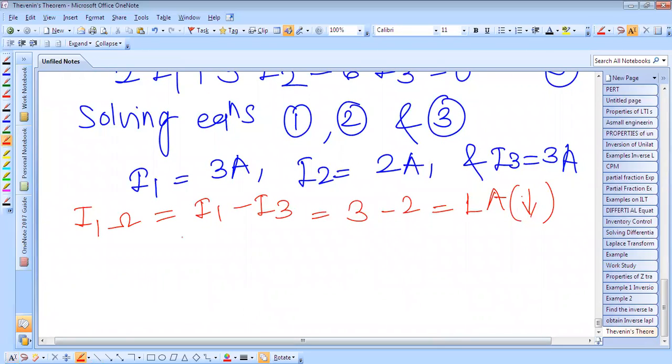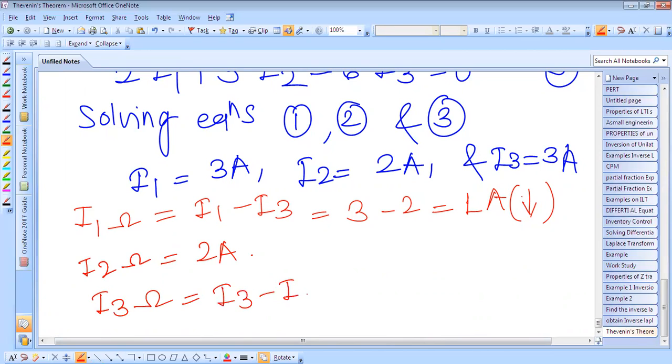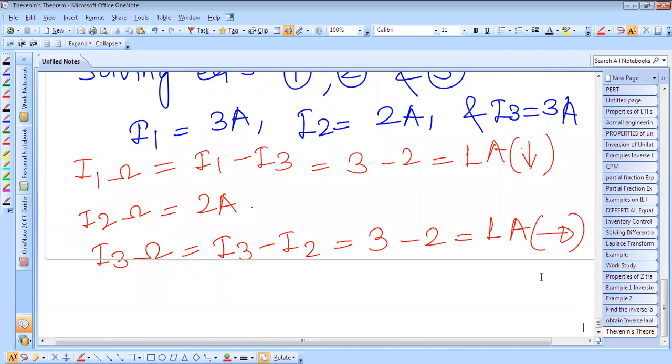Similarly, we have to find the current flowing through the 2 ohm resistor. So for the 2 ohm resistor we can directly find it, it is 2 ampere. What is the current flowing through the 3 ohm resistor? It is I3 minus I2. So I3 we have got here 3 ampere and I2 we have got here 2. Therefore it is 1 ampere, and direction of the current is from left to right. Okay, as shown in the figure.